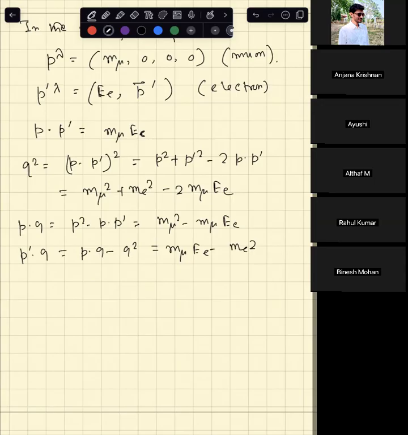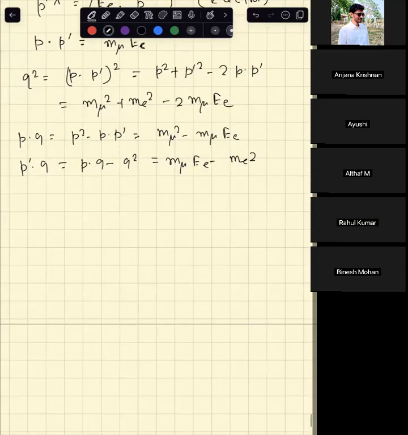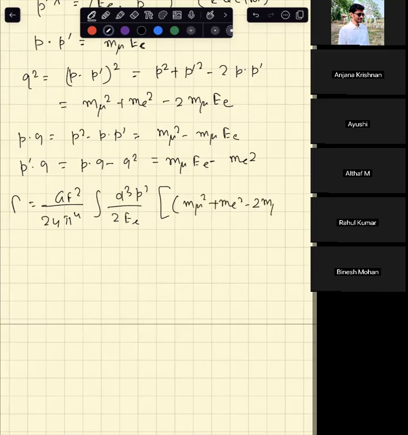So now you see all are basically written in terms of physical quantities. So now if we replace these four momentum products, what you get is G_F square by 24 pi to the power 4, d^3q, d^3p prime by twice E_e, and then we have all the invariant mass square plus m square minus twice m mu E_e plus twice m mu minus E_e, m mu E_e minus m square.